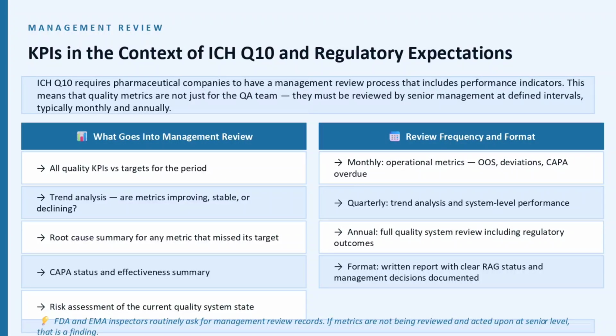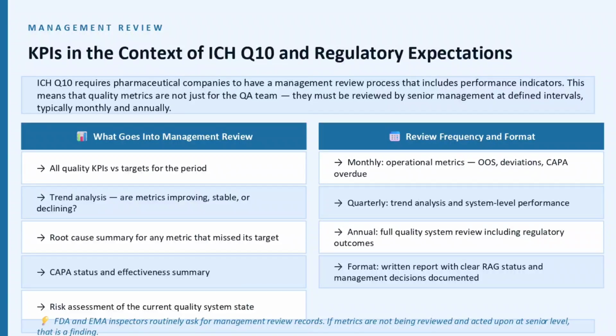ICH Q10 requires that senior management reviews quality performance indicators at defined intervals. This is not optional. It is part of the Pharmaceutical Quality System Standard. And the FDA and EMA both reference ICH Q10 in their inspection guidelines. What this means in practice is that your quality metrics must be presented to senior management, typically at a monthly meeting, at a quarterly review, and as part of the annual product quality review.